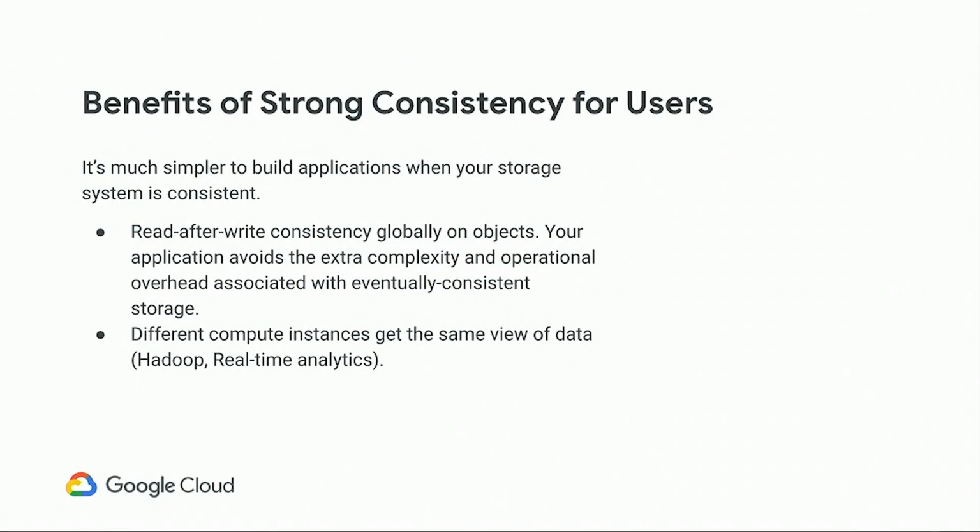So now let's deep dive into exactly how Spanner's strong consistency is so important for GCS's use case. I've already talked about this a little bit, but I want to go into depth on how important strong consistency is for GCS users. Simply put, it's much simpler to build applications on top of storage when the storage system is consistent, when you're getting a complete view of what's in your storage system at any one point in time.